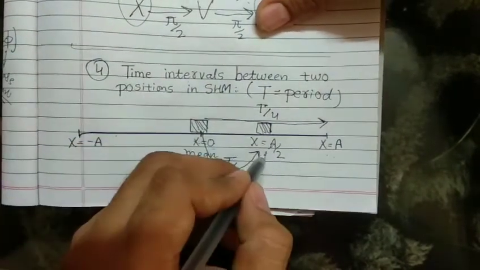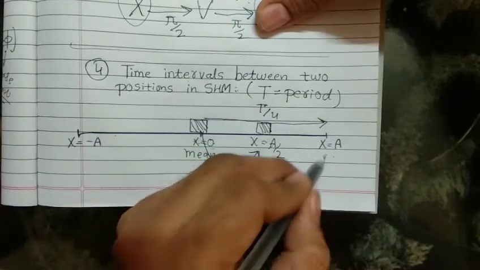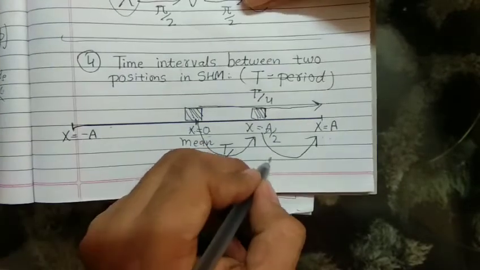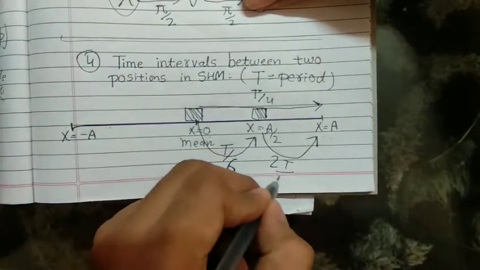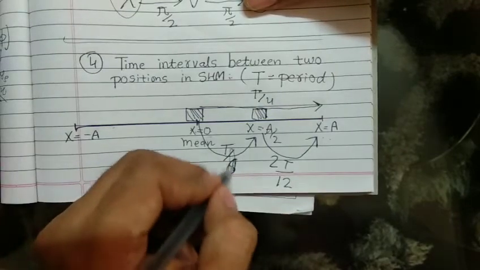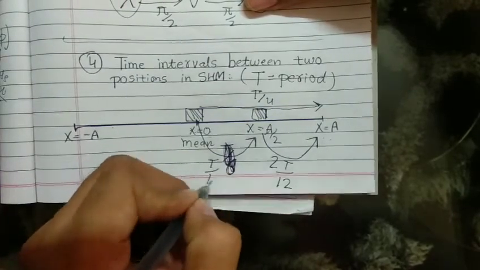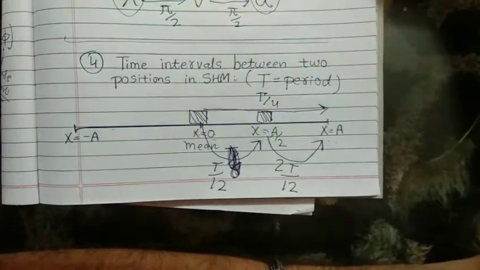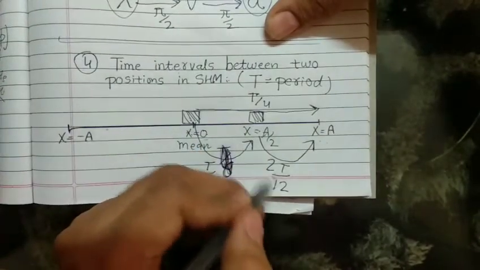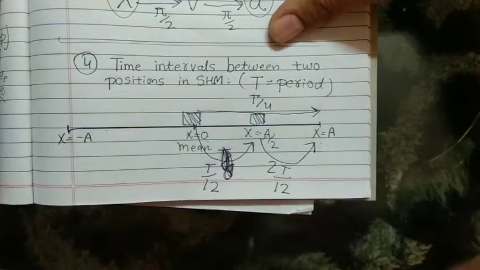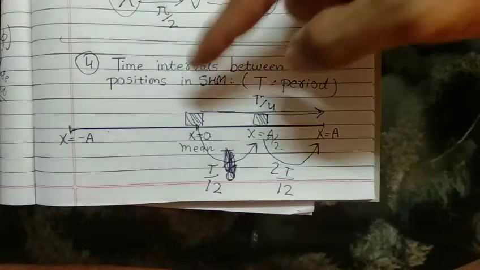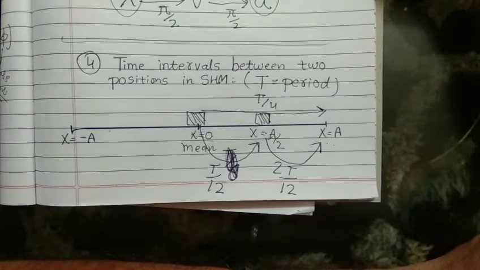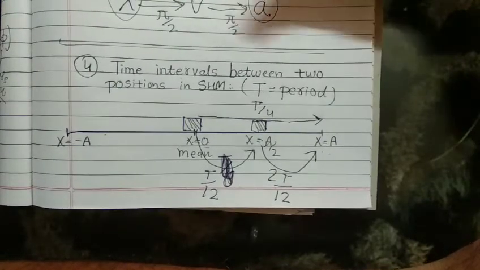Okay, and the time taken to go from x equal to a by 2 to x equal to a, the time to go from here to here, is double of T by 12. Sorry, I made a mistake, make a correction over here. This is T by 12 and this time is twice T by 12. It's a simple concept, you can understand this.